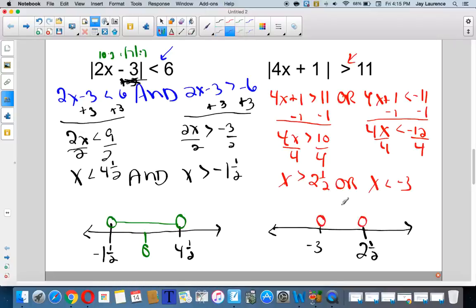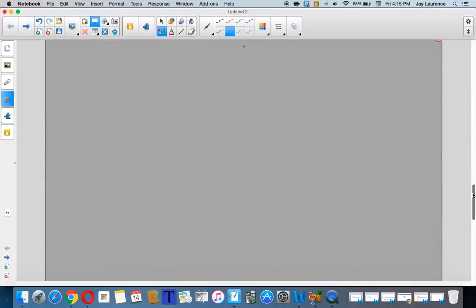I need the numbers greater than 2 and a half. Well, they'd be to the right of 2 and a half. And I need the numbers less than negative 3, which would be to the left of negative 3. And there you go. Looks like your typical OR.